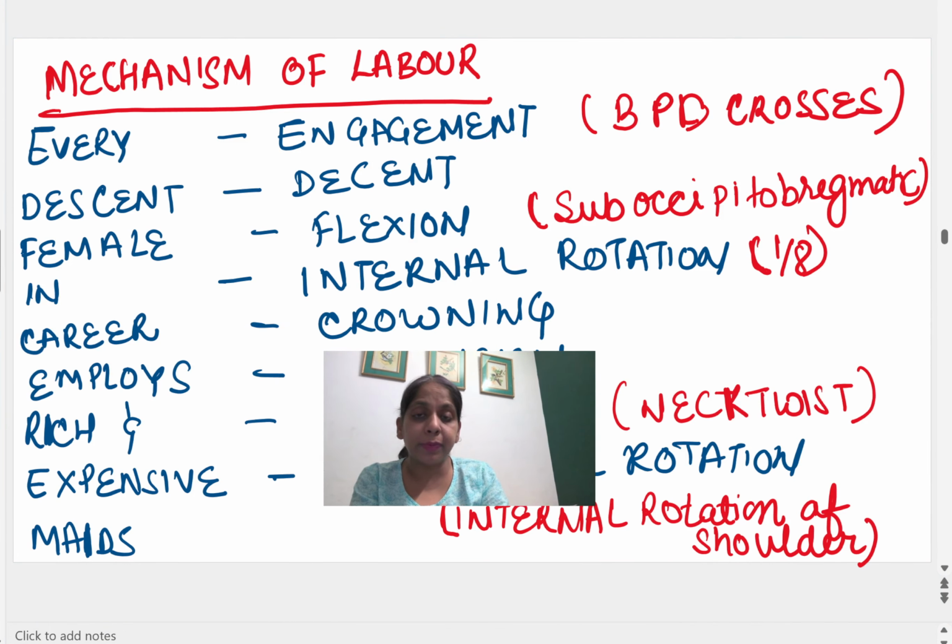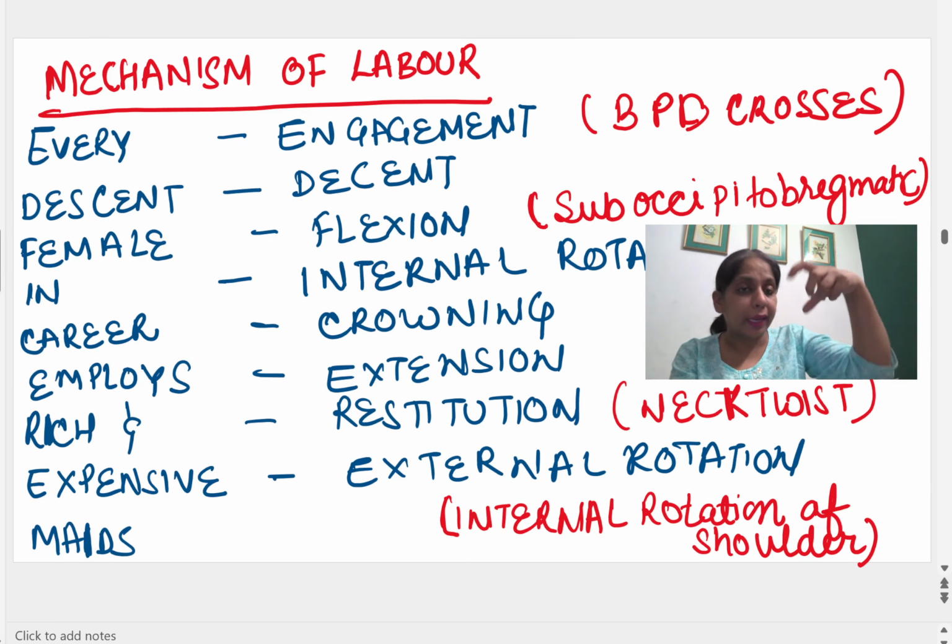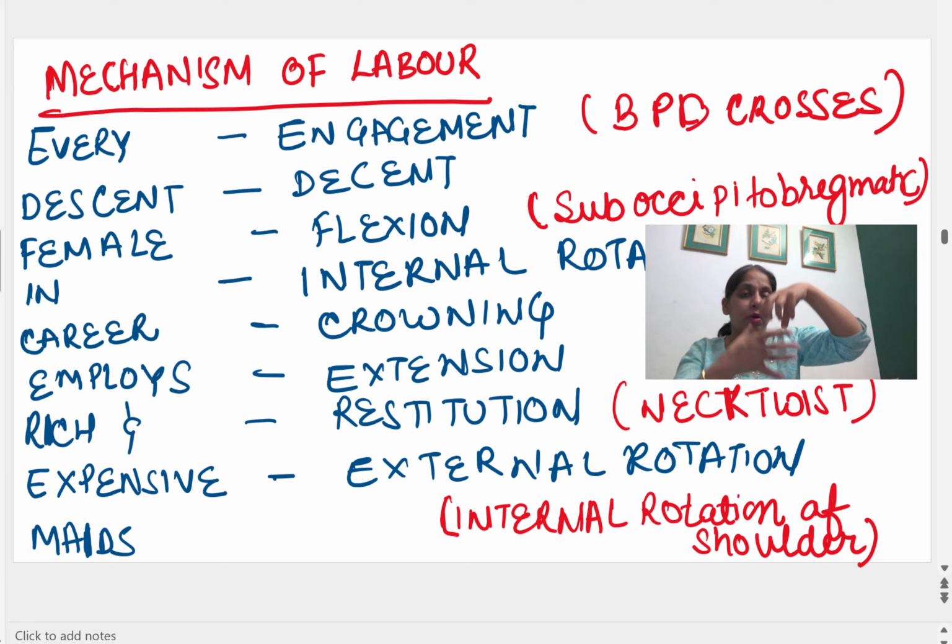First of all, engagement occurs. When the biparietal diameter crosses the pelvic inlet, it is known as engagement. Then descent occurs. If this is the pelvis and this is the biparietal diameter, when it crosses the inlet, we say engagement has occurred. Then descent, and with the descent the flexion occurs.